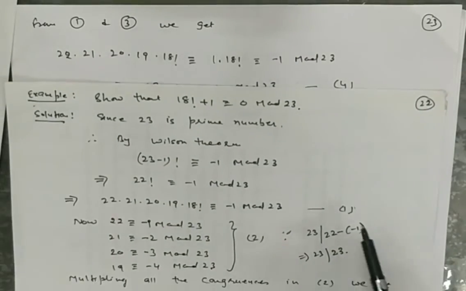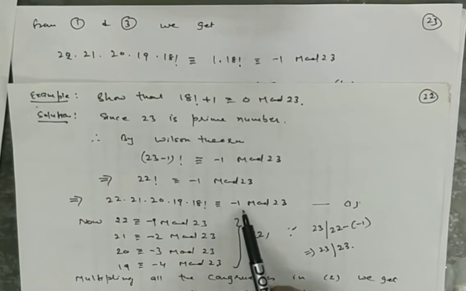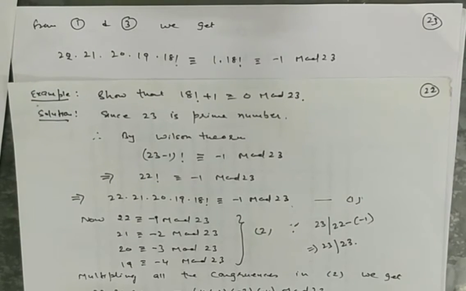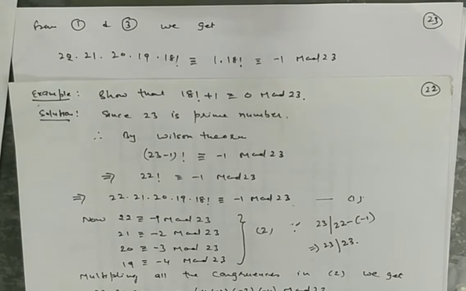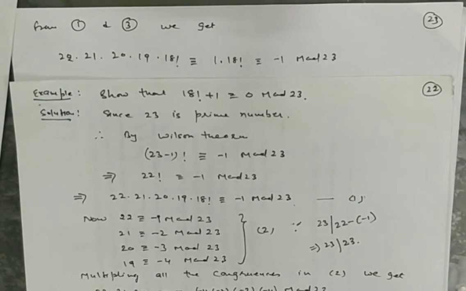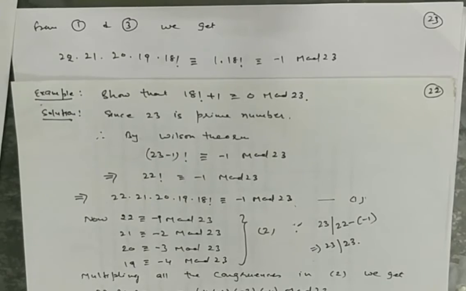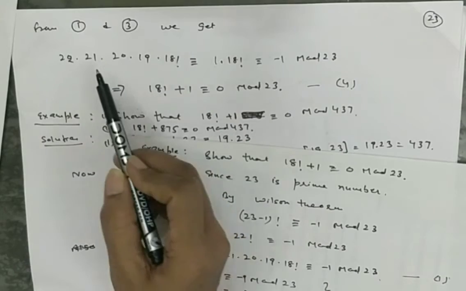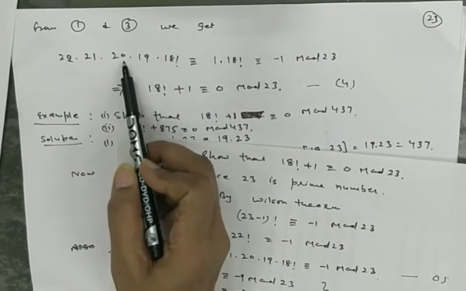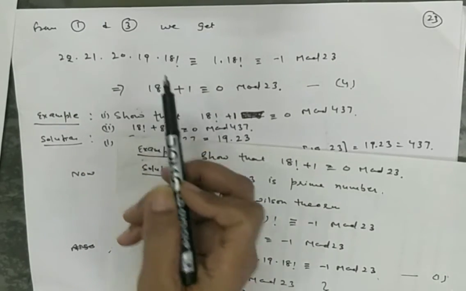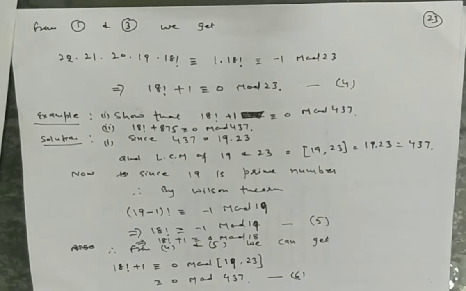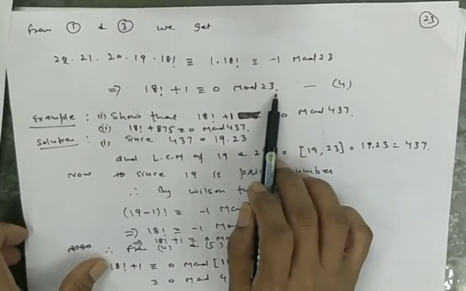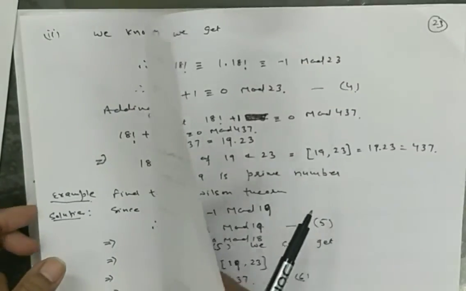Using this 1, because this whole is congruent to minus 1 modulo 23, and from here we get 22 into 21 into 20 into 19 is congruent to 1 modulo 23. So placing this 1 here for 22 into 21 into 20 into 19, we get 18 factorial plus 1 is congruent to 0 modulo 23. So we get the answers.